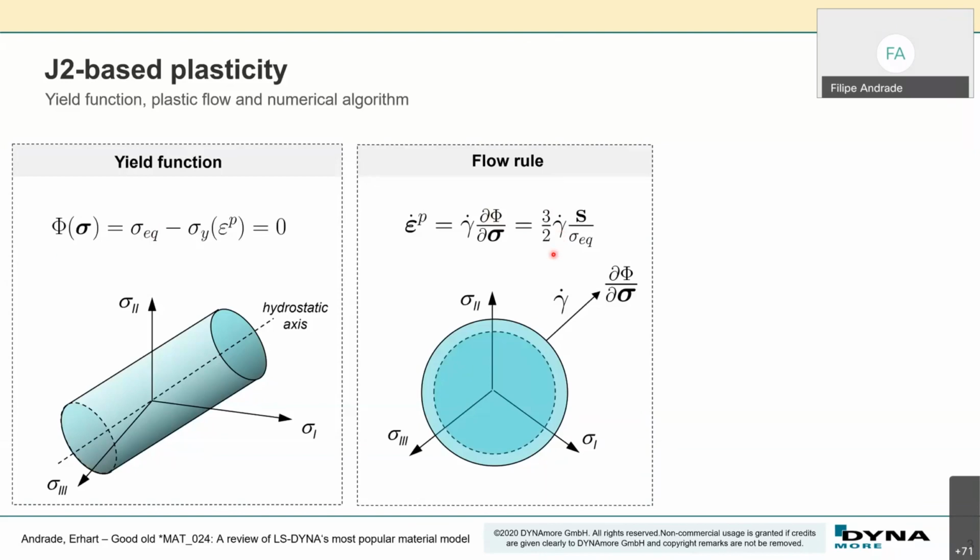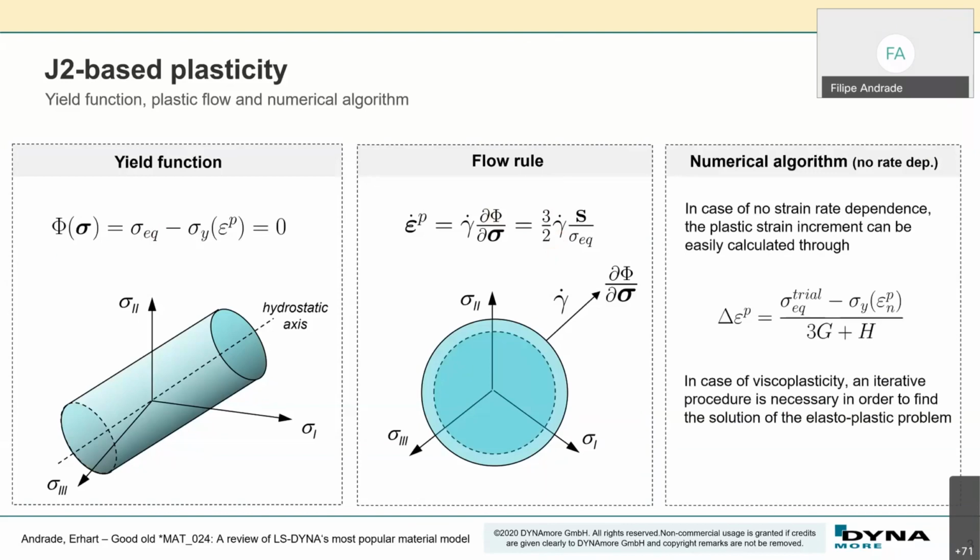But in the case of MET24, in the numerical algorithm, if you have no rate dependence, you can calculate the plastic strain increment through this very simple expression here. So basically that's what we have implemented in the code, something similar to that. It's just a very simple scalar equation that you have to calculate, and you get your plastic strain increment. So this is very simple and very easy. It's not always true for other material models. Other material models might be quite a bit more complicated than that.